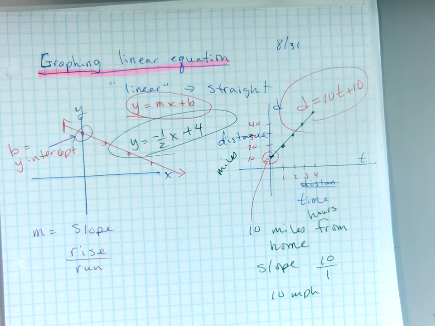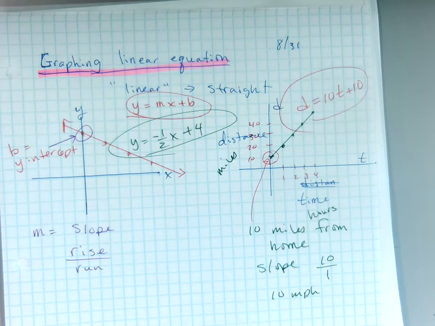4 hours. And that's my domain. Remember that at all? My domain is 0 to 4 hours. And then how far did I drive? 50 miles. I drove 40 miles, so from 10 to 50. And that would be my range. Remember that? And we'll talk about that more, domain and range.